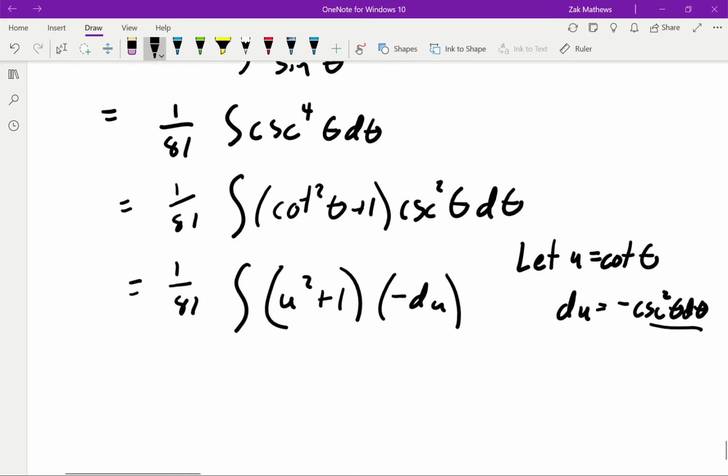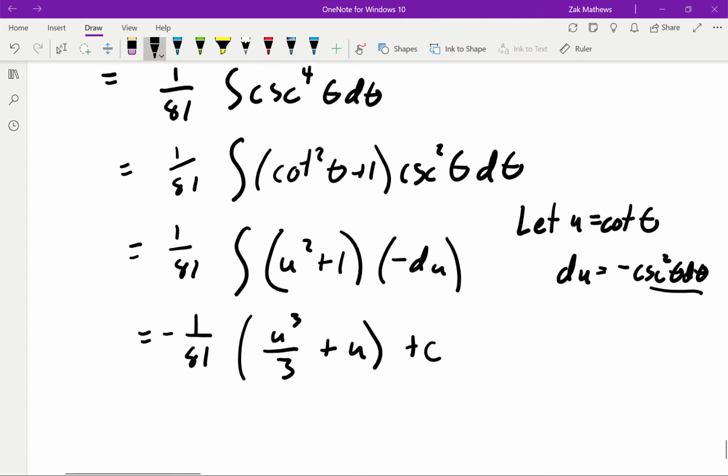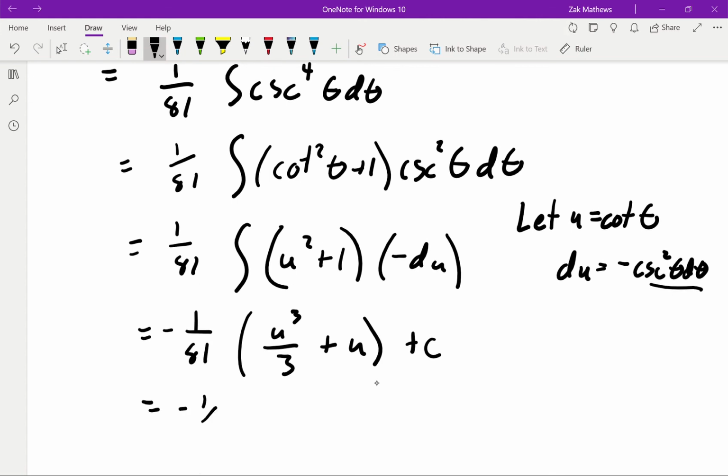And now we have something that we can finally integrate. We had to use trig substitution first, and then we actually used u substitution within that as well. So, bringing the negative to the front, the antiderivative of u squared is u to the third over 3. The antiderivative of 1 is u. Then we have our plus c. But I can't leave these like this because u was just a made up variable to allow me to integrate a little bit easier. So I have to replace what u is really representing. And u was cotangent.